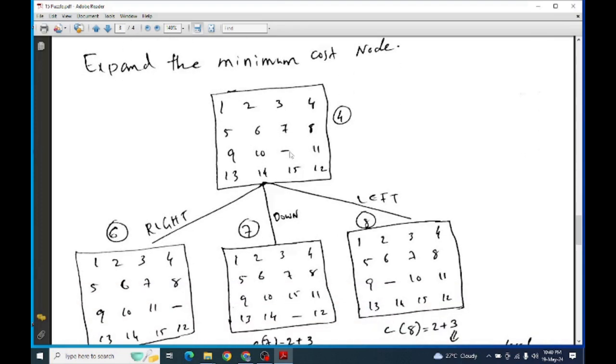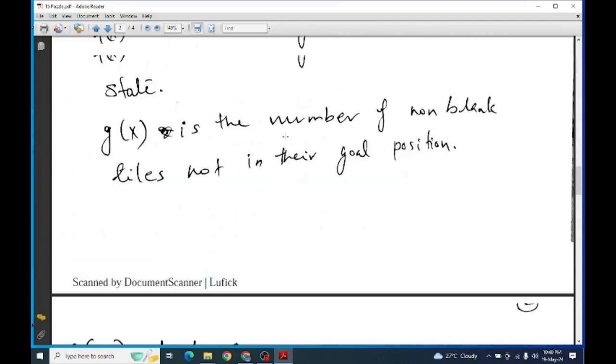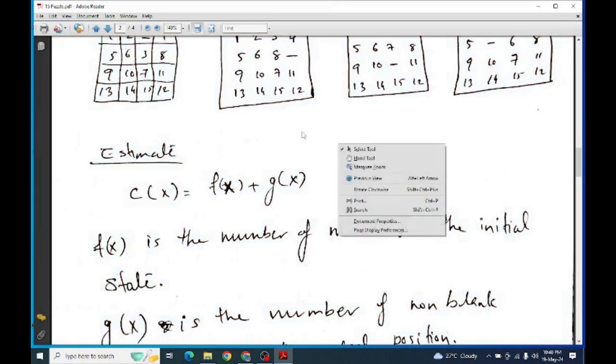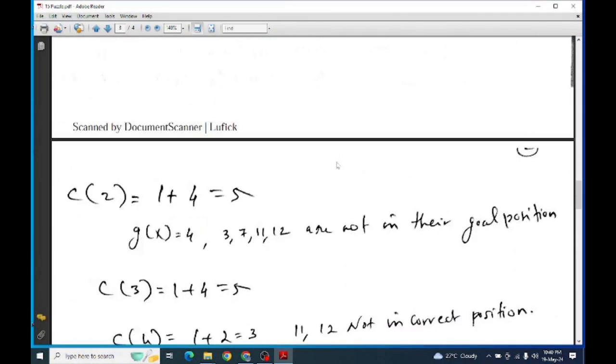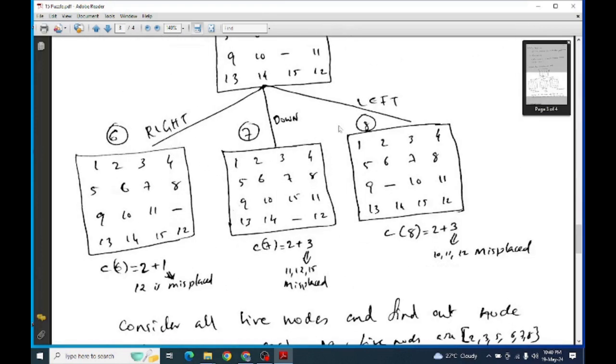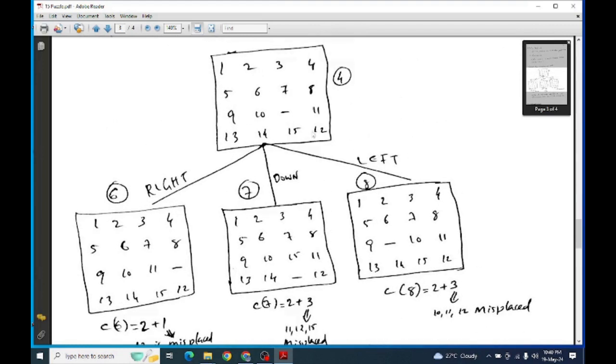Okay, here you can see right, down, left. There is no meaning in moving this vacant space up, because we are coming from that state. That is 7, pulling 7 down, we will be moving this empty space up, that is the previous initial state. So no meaning in considering moving up, so we are considering right, down and left. Okay, so state 6, 7, 8.